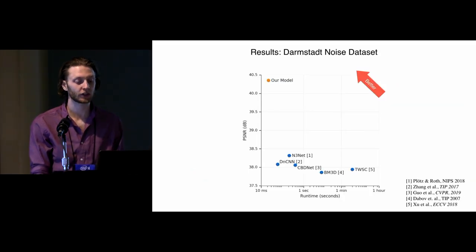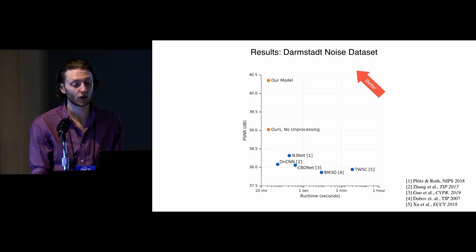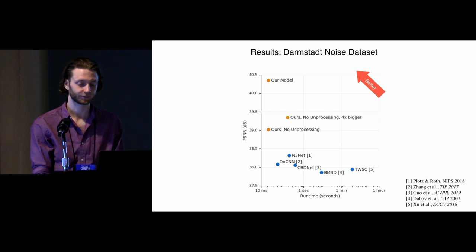Our model significantly outperforms the state-of-the-art on the Darmstadt noise dataset, which evaluates denoising on real photos. Note that the x-axis is runtime in log scale, and that our model is about 10 times faster. Here's our model without unprocessing the training data, which does much worse. The performance drop isn't made up for by just making our model bigger. Here we quadruple the size of our network, and the results are still much worse than when the training data is unprocessed.